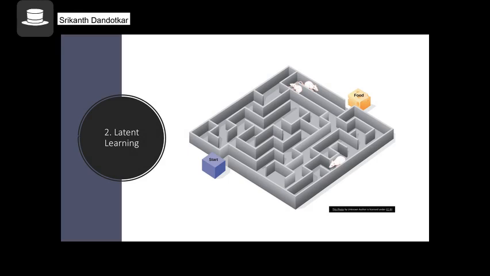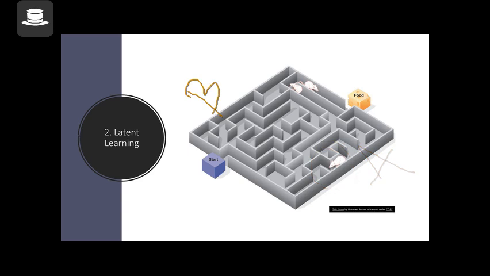Well, another example of cognitive learning is latent learning. Latent learning is also referred to as hidden learning. Hidden learning occurs without apparent reinforcement. In a classic study by Tolman and Honzik, rats were trained to run through a maze. Researchers reinforced one group of rats, let's say group A, each time they ran through the maze. And they never reinforced another group of rats, say group B.